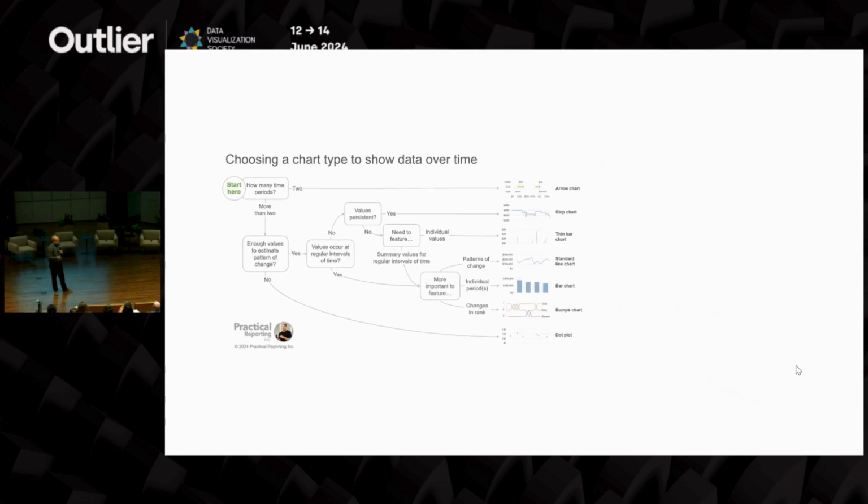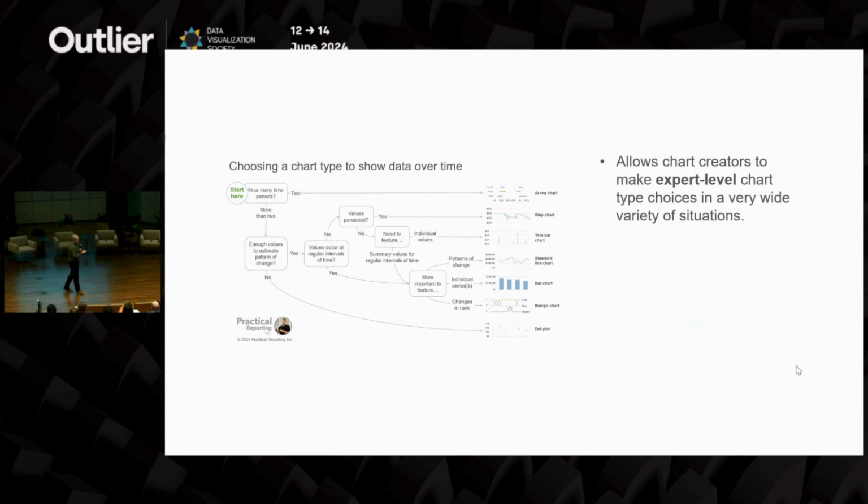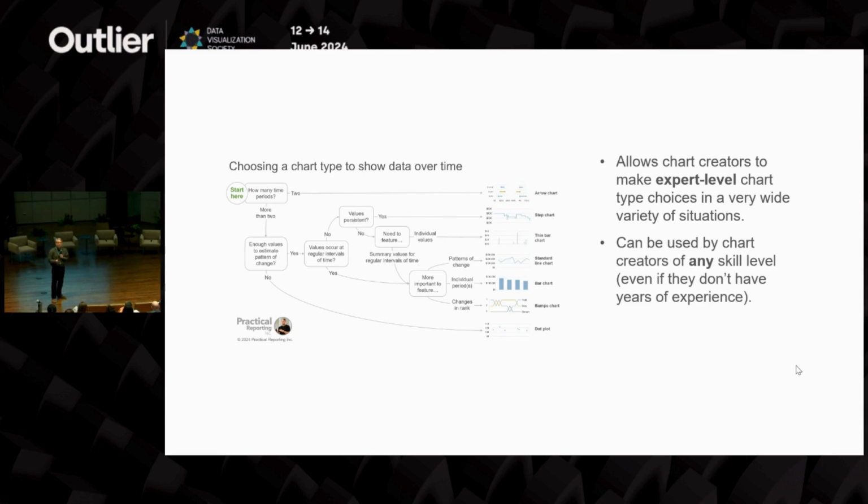Couple of things. I'm asserting that a decision tree like this is going to allow chart creators to make expert level chart type choices in a very wide variety of situations. And it can be used by chart creators of any skill level. Right? I just taught you how to use this in 10 minutes.